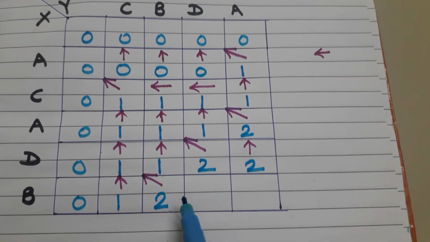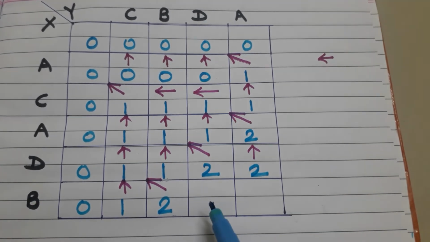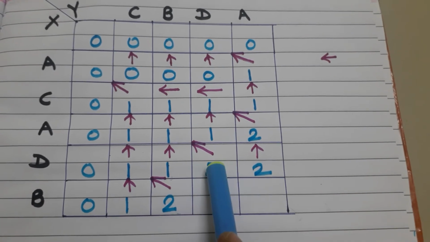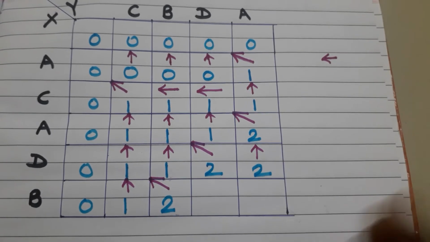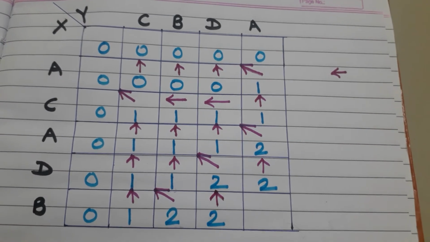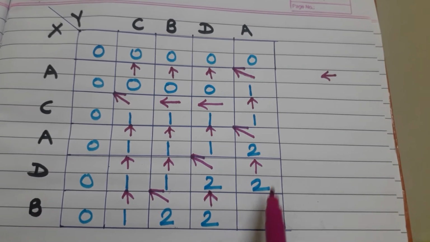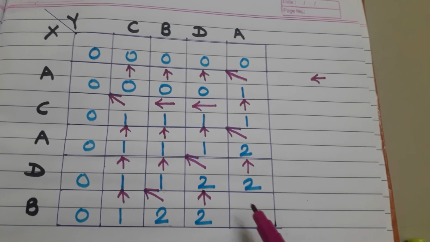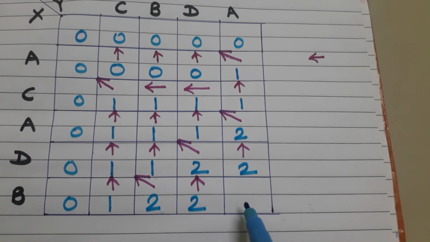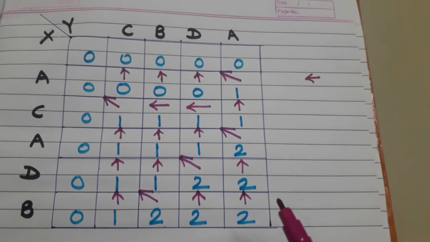Now after that we have to fill the value for this cell. So here B is given and D is given, both are different. So therefore we will take the previous row and previous column value. So that is 2 and 2. Both are equal, so we can take any one of them. So therefore we write 2 over here and draw an arrow. Now after that the last cell is remaining. So here B is given and A is given. B and A both are different. Here you can see 2 and 2 is given, both are equal. So we write here 2. Now we write an arrow like this.